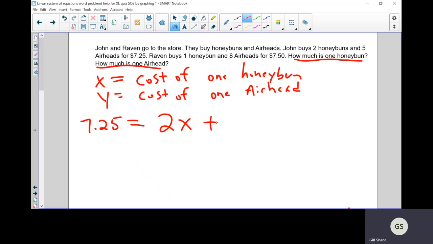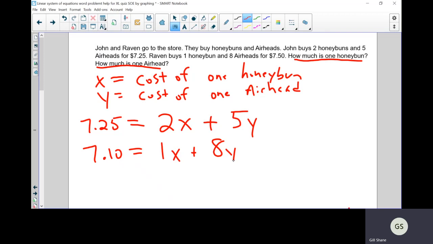How many airheads did he buy? He bought 5 airheads, times the cost of 1 airhead, which I made Y. Again, the cost of a honey bun and an airhead is the same for both of them, so we can use the same variables in both equations. Now, Raven, she paid $7.10, and she bought 1, and you can use a 1 there, or you could just put X, either way. But then she bought 8 airheads. So those are your 2 equations, pretty straightforward.